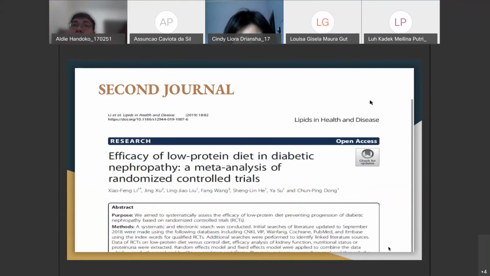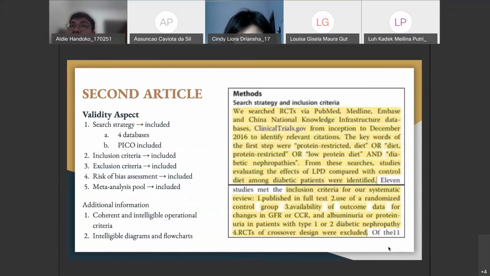Next. For the second article in the validity aspect, first from the search strategy, in the second article they described that they used 4 databases, which are PubMed, Medline, Embase, and China National Knowledge Infrastructure to search for the articles. And for the PICO itself, we can see that the patient is diabetic nephropathy, the intervention is low protein diet, whereas the comparison and outcome are not stated in the article.